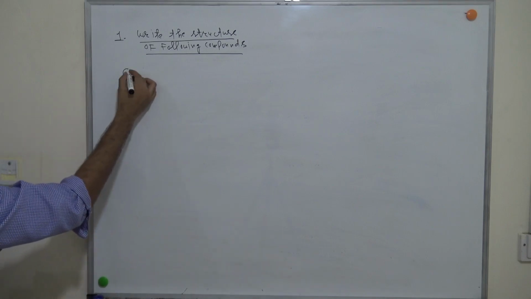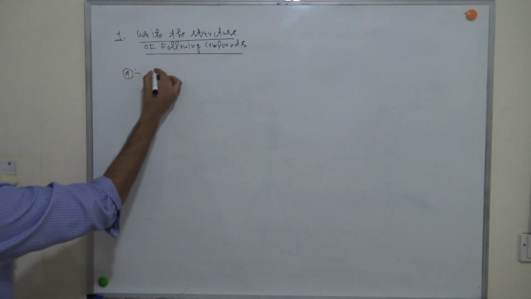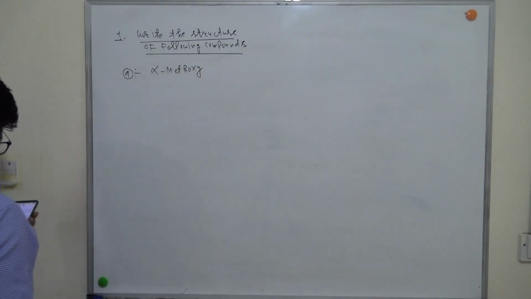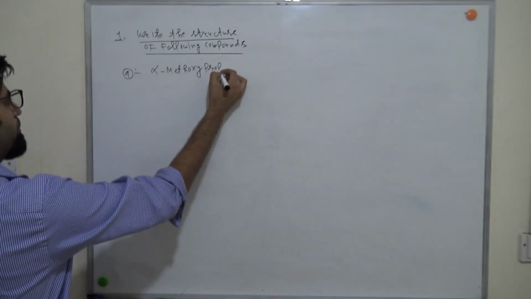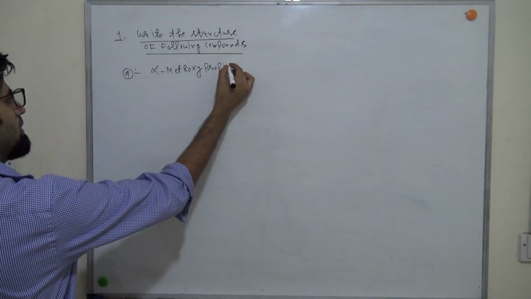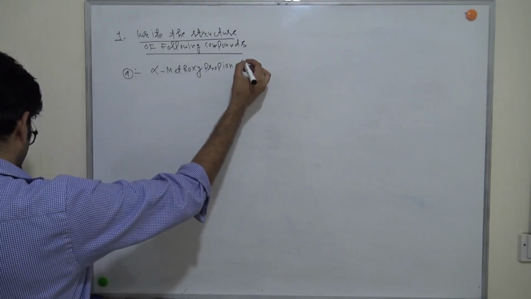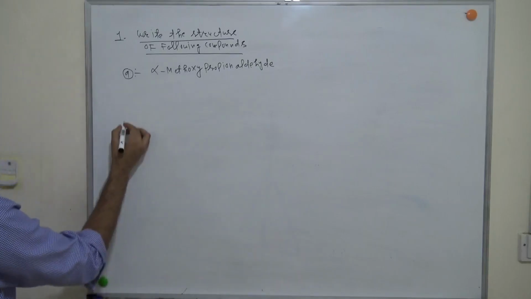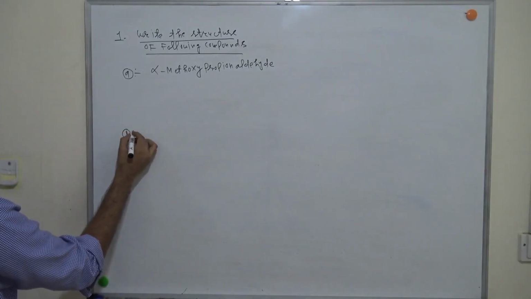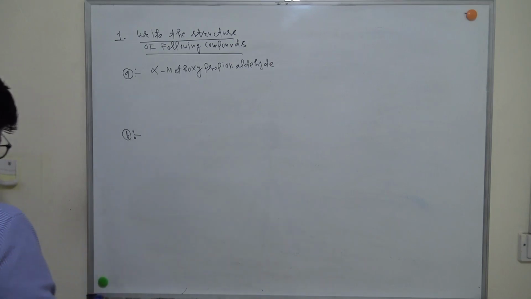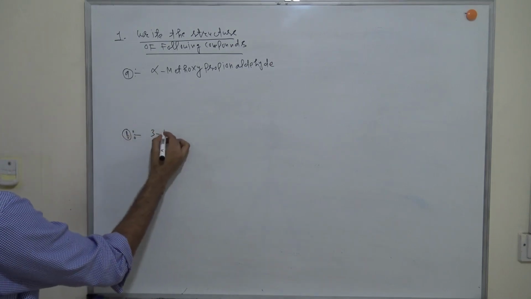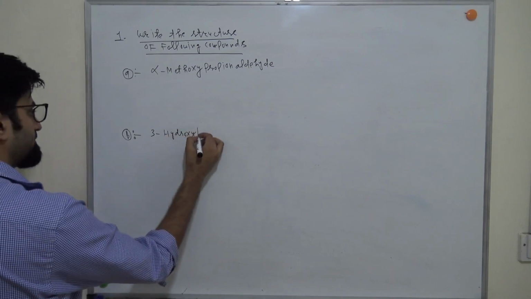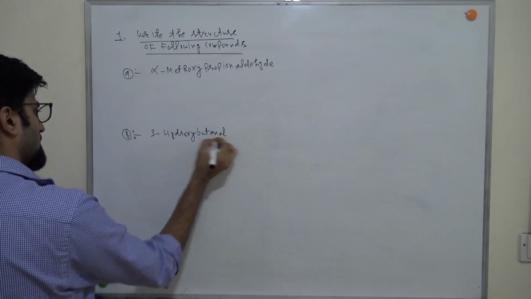First of all I'm writing on the board and you have to tell me the answer. The first one is alpha methoxy propionaldehyde. The second one, the B part, is 3-hydroxybutanol.